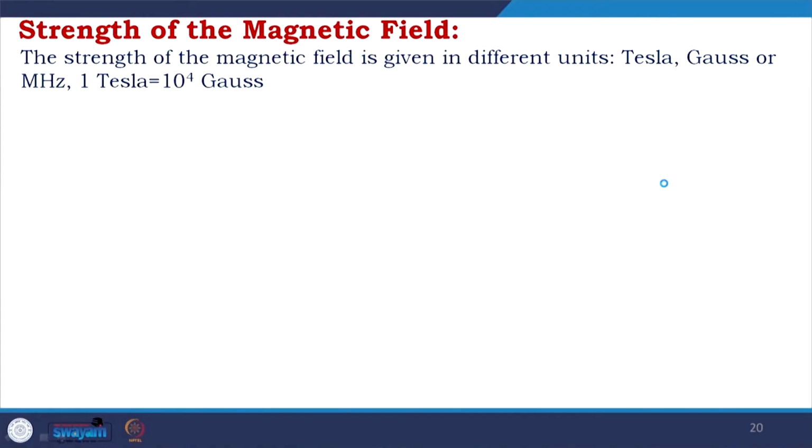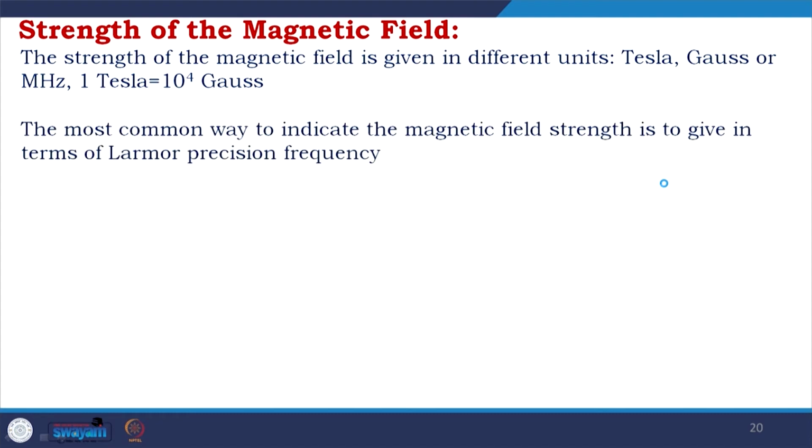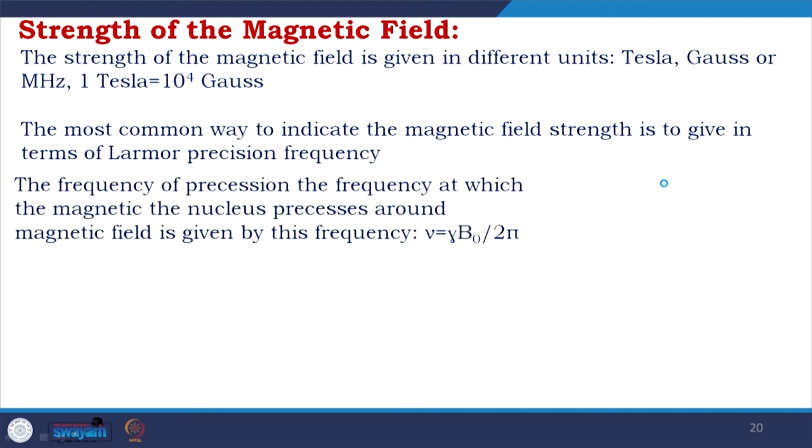Coming to the strength of the magnetic field. The strength of the magnetic field is given in different units: Tesla, Gauss or megahertz. 1 Tesla equals 10 to the power 4 Gauss. The most common way to indicate the magnetic field strength is to give it in terms of Larmor precession frequency. The frequency at which the magnetic nucleus precesses around the magnetic field is given by nu equals gamma B0 by 2 pi.